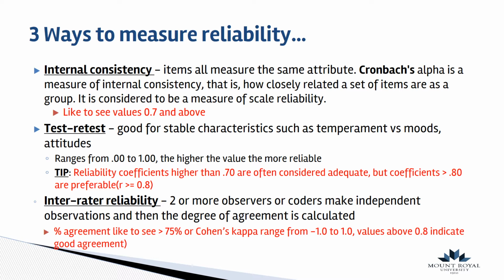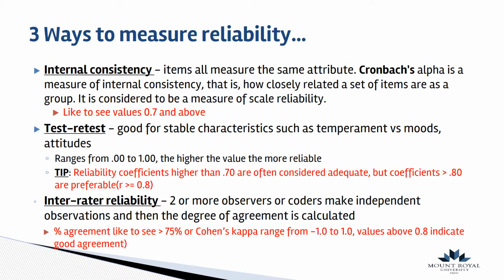So I have a couple examples coming up which might make it more clear, but we just want to make sure that all the questions or items on the scale are measuring exactly what we want it to measure. And here, for the Cronbach's alpha, we like to see values 0.7 and above.